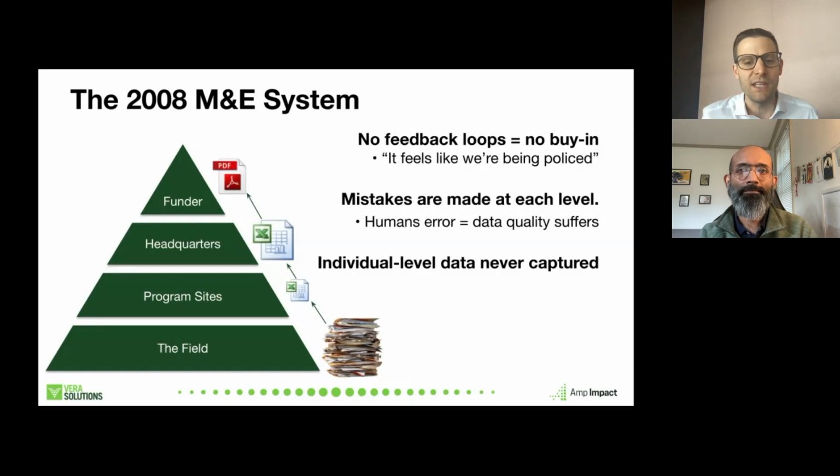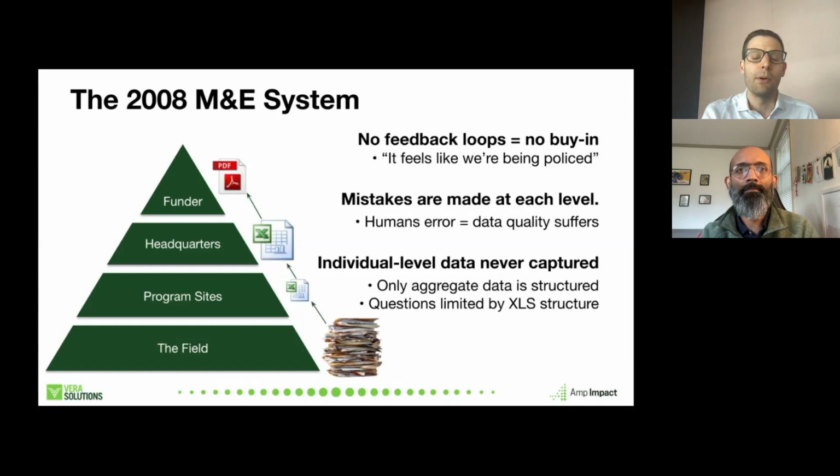The other thing that was a problem with this system was we weren't digitizing or capturing the individual level data. We were only digitizing aggregate data. And so that kind of restricted us in a couple ways. One was that we were limited in the questions that we could answer based on the structure of that Excel spreadsheet. And so we couldn't ask new questions of the data because we were limiting ourselves from the get-go by saying, okay, there's this Excel sheet you need to get it into.